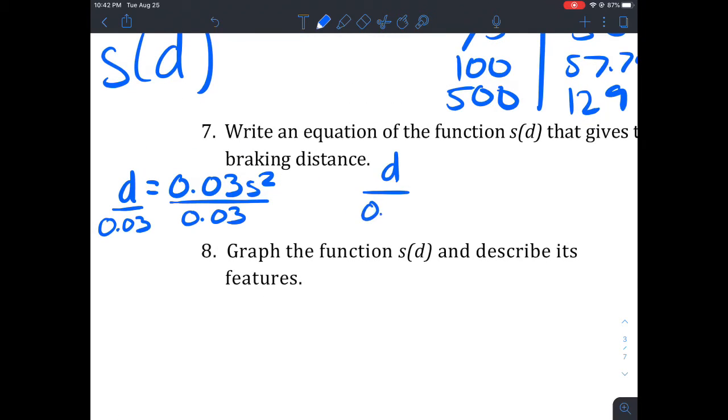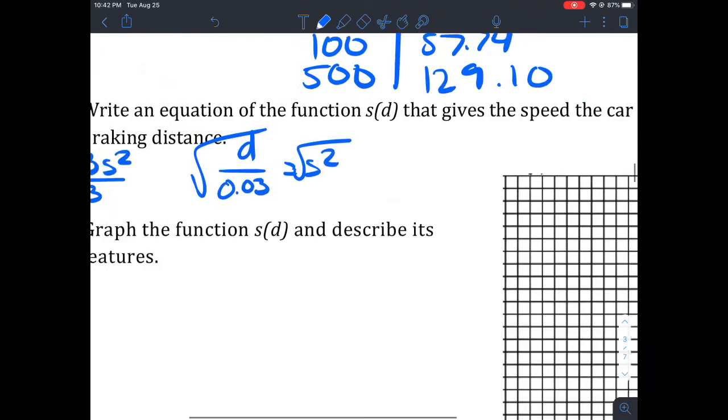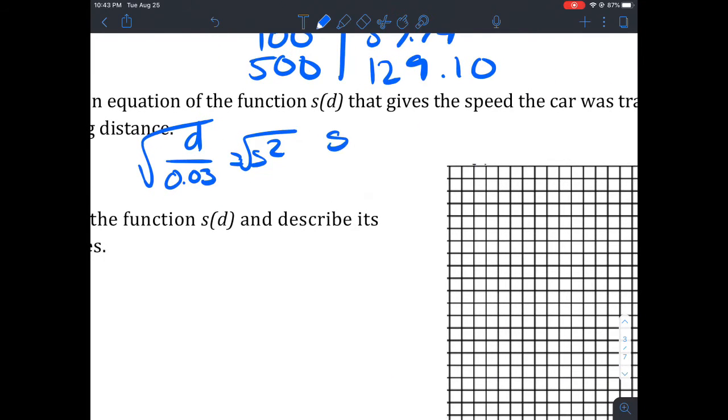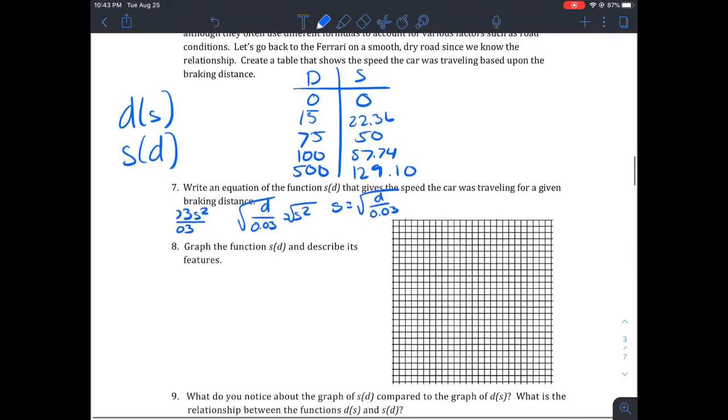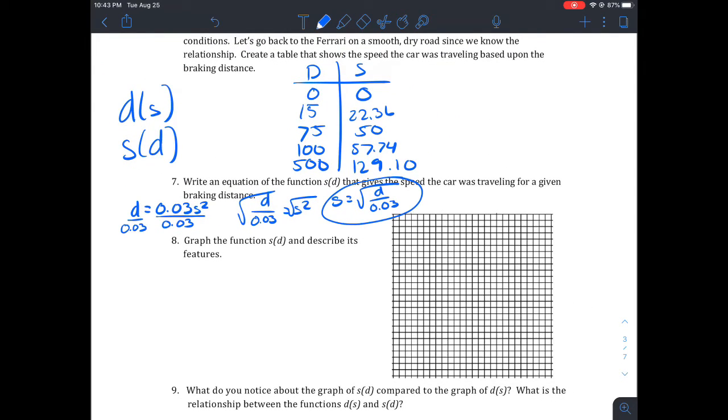So we get d divided by 0.03 equals s squared. And we're going to take our square root. So we get that s is going to equal the square root of d over 0.03. All right, so that's what that function would look like. Another way to word this would be: what is the function, solve for s in terms of d.